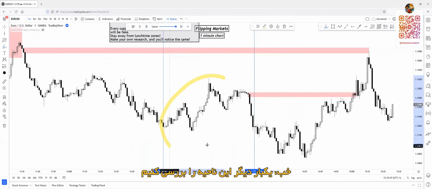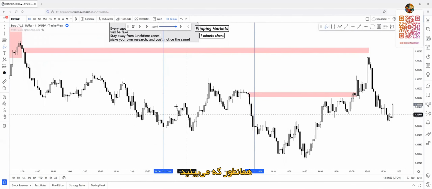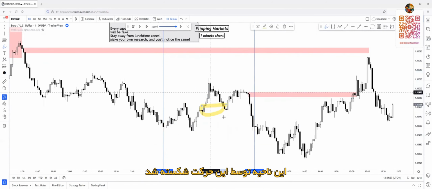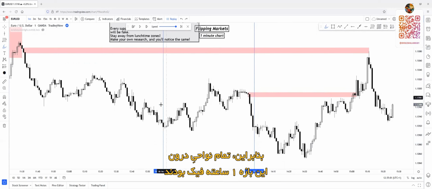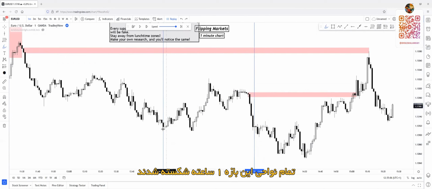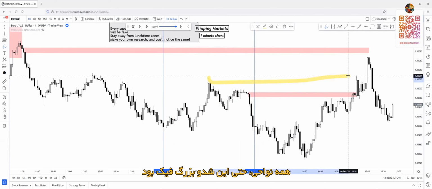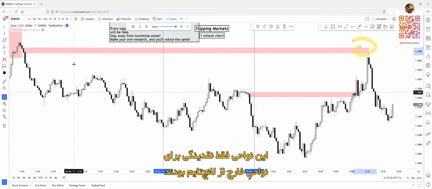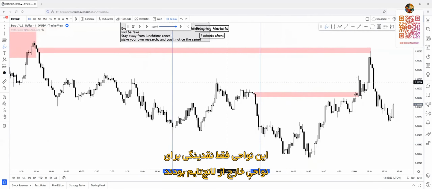Okay, let's take a look one more time at this zone. As you can see, this zone was taken out by this movement. This zone was taken out by this movement. This zone was taken out by this movement. So every zone inside of this 1 hour time window was fake. Every zone inside of this 1 hour time window was taken out, mitigated, blew through. So every single one, even this wick right here was fake also. It was just liquidity for the upper, non-lunchtime zone, as you can see.